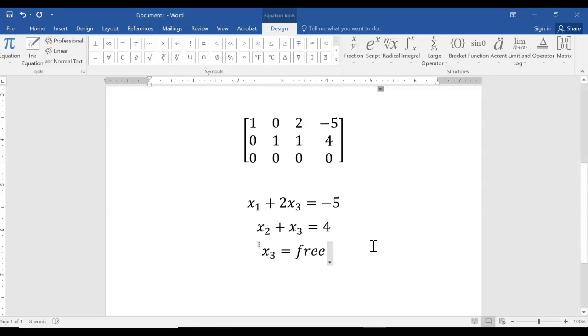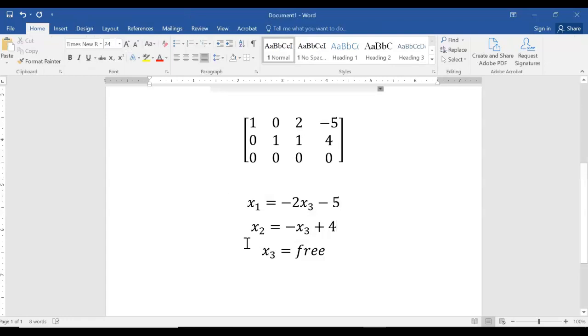Okay? And when we rewrote that by just subtracting 2x3 from both sides of the first equation, and subtracting x3 from both sides of that second equation, this would have been the general solution to that matrix equation. So the matrix equation has this as the general solution.